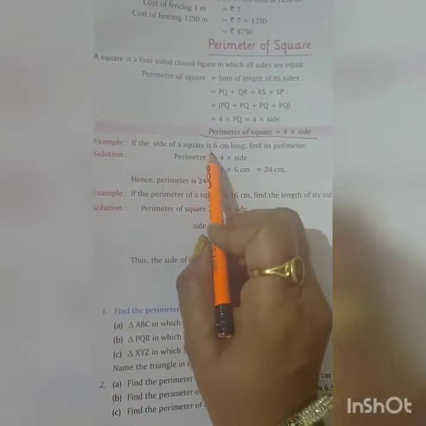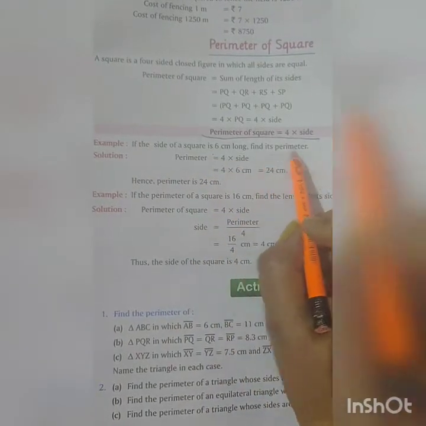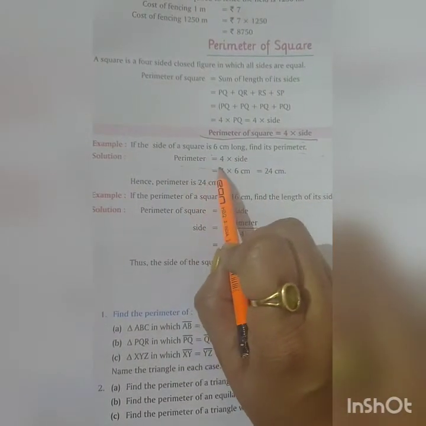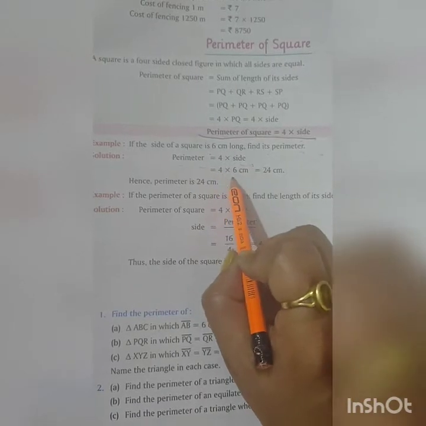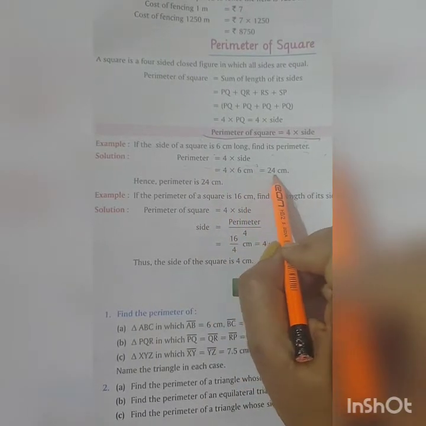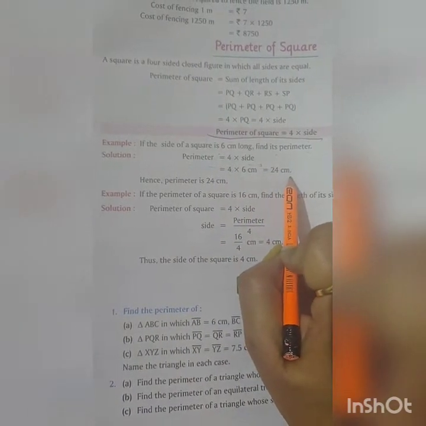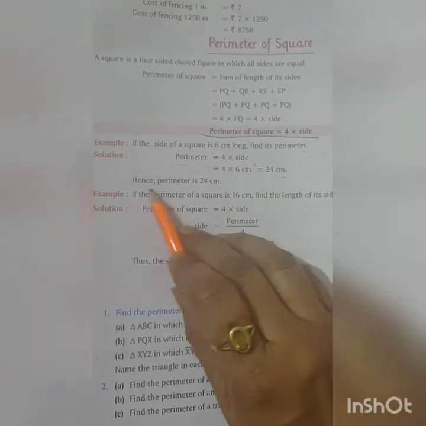So if the side of square is 6 centimeter long, find its perimeter. So perimeter is equals to 4 into side. So it is 4 multiplied by 6. 24 centimeter is the perimeter of that square.